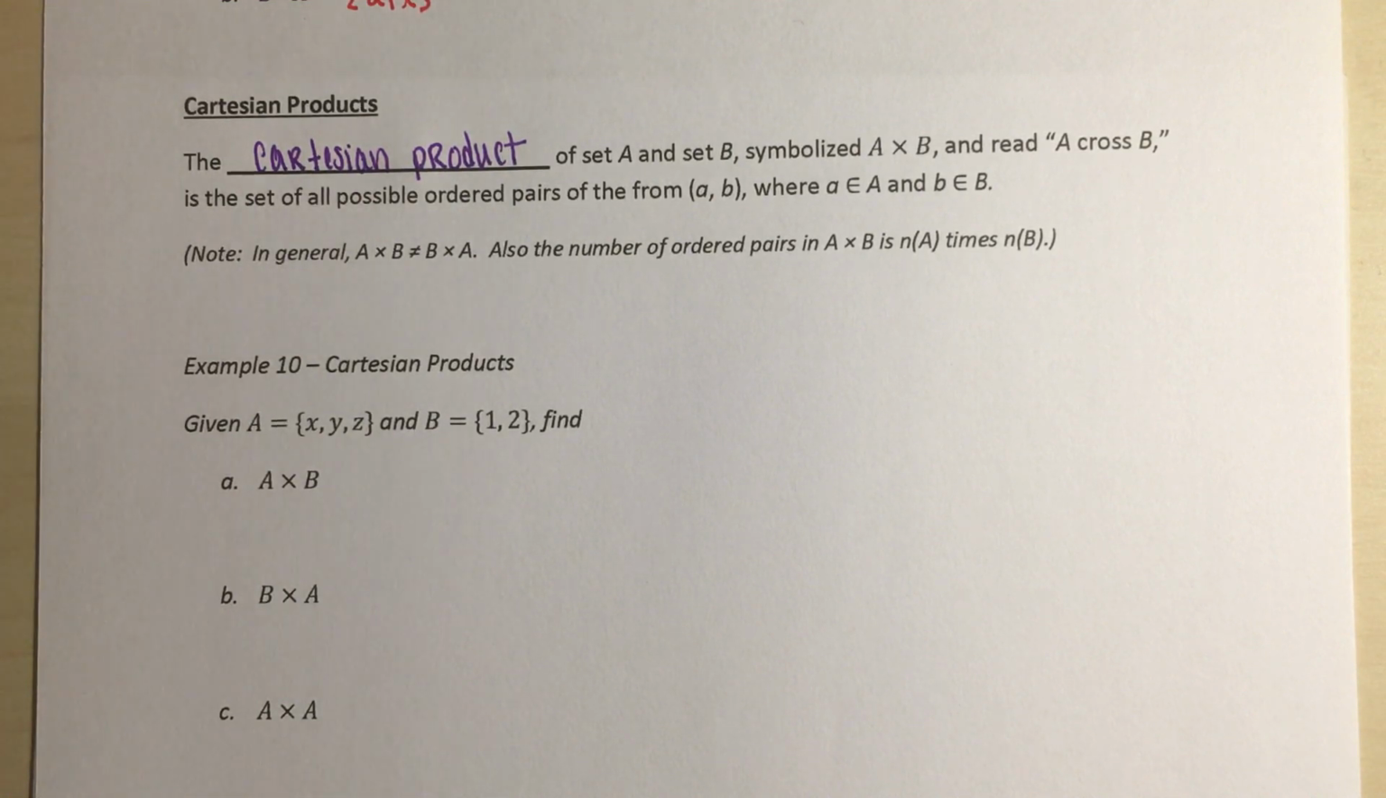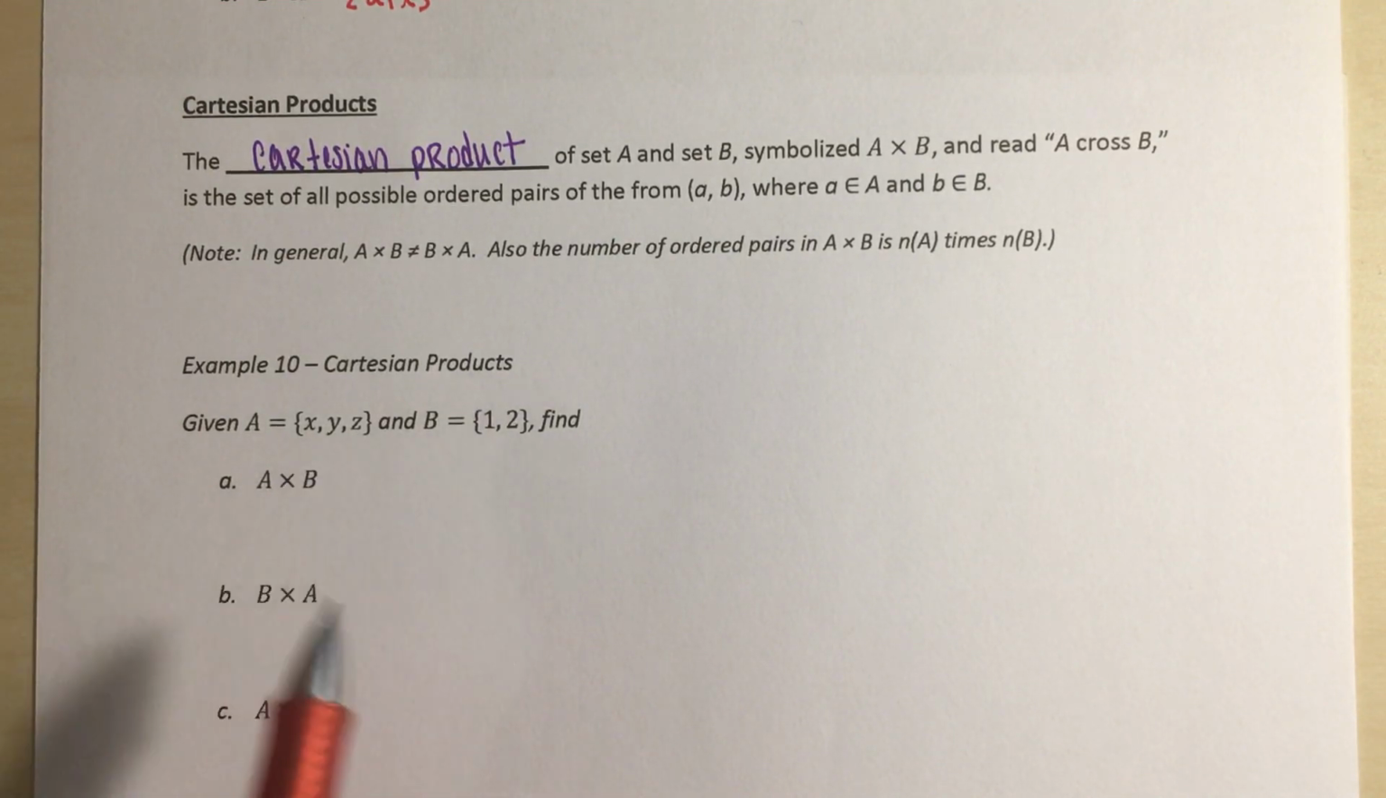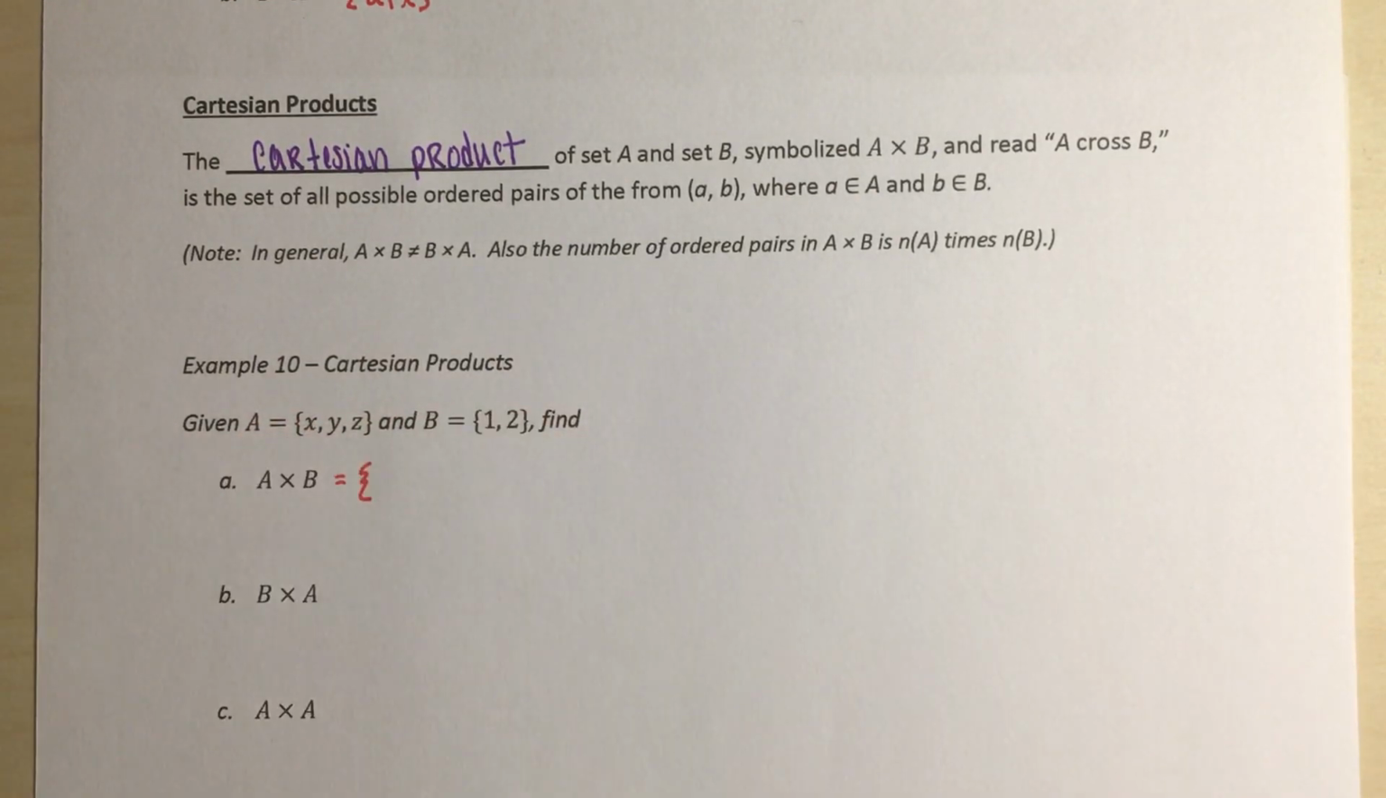So the Cartesian product is A cross B, and it's a set of all possible ordered pairs of the form a comma b, where little a is an element of set A and little b is an element of set B. In general, our cross products are not going to be equal. And then we're also going to look a little bit at our cardinality as we're going through these. So instead of just having a list of elements for these problems, we're going to have a list of ordered pairs. So we're given that set A are the letters X, Y, and Z, and set B are the numbers 1 and 2. So we're going to find these cross products.